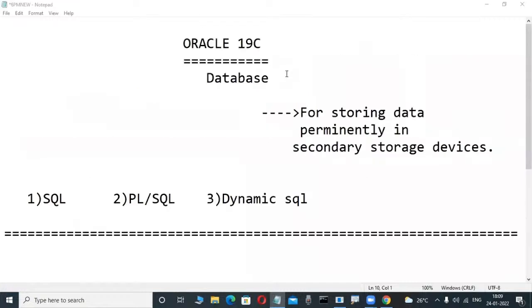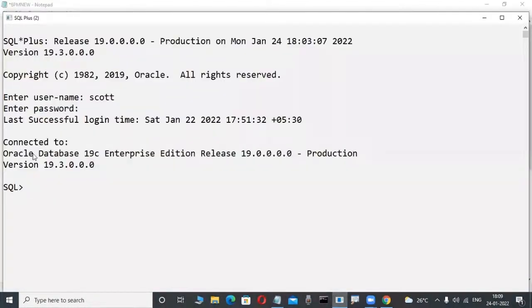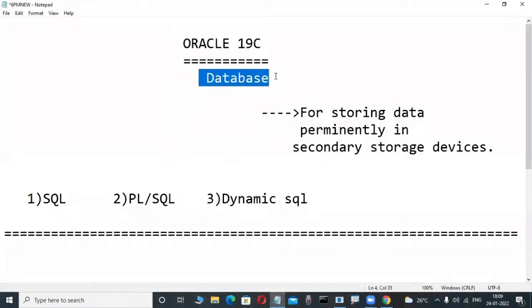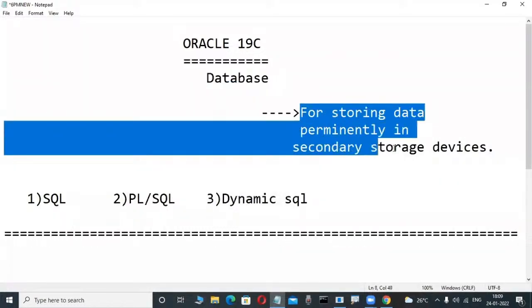Concentrate here. Anybody not attending the previous classes, don't worry. Simple. Oracle is a product from Oracle Corporation. 19c is a version. This Oracle is a database product. Newcomers, what is the purpose of this database product? It is for storing data permanently on a hard disk.